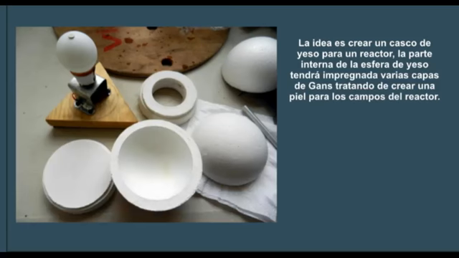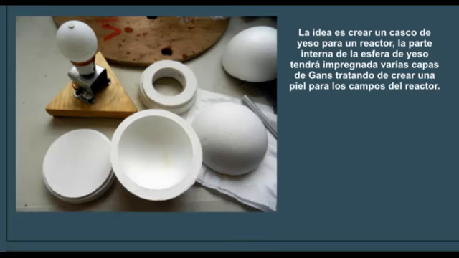Okay, Victor is going to translate from now on himself. Well, my idea is to create like a bell of cast. The idea is that the cast, like the human bone, reflects the fields of the dynamic reactor in the inside. The idea is to create a skin inside the surface of this half sphere.